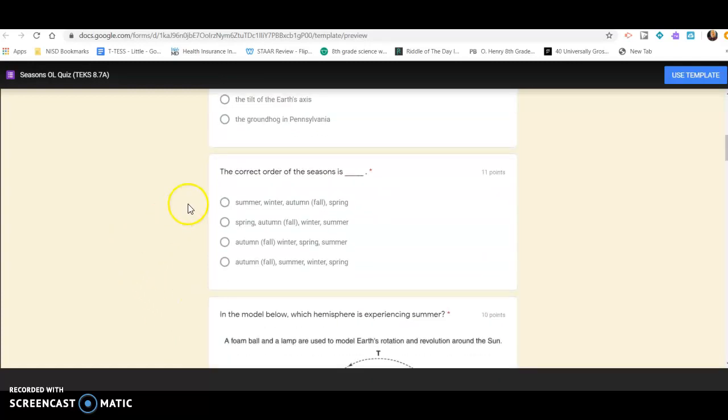Next question. The correct order of the seasons is summer, winter, fall, spring; spring, fall, winter, summer; fall, winter, spring, summer; or fall, summer, winter, spring.